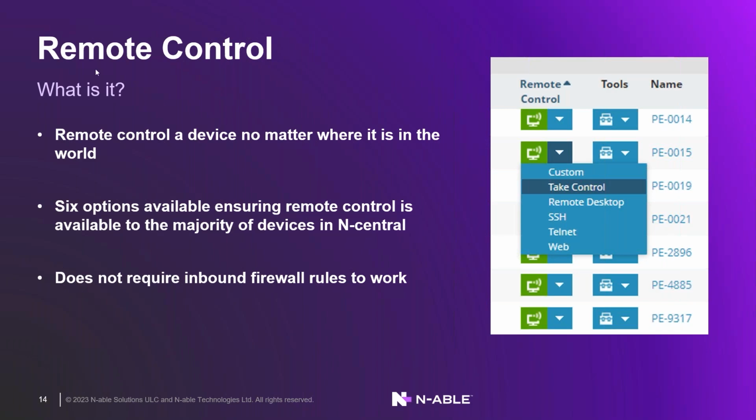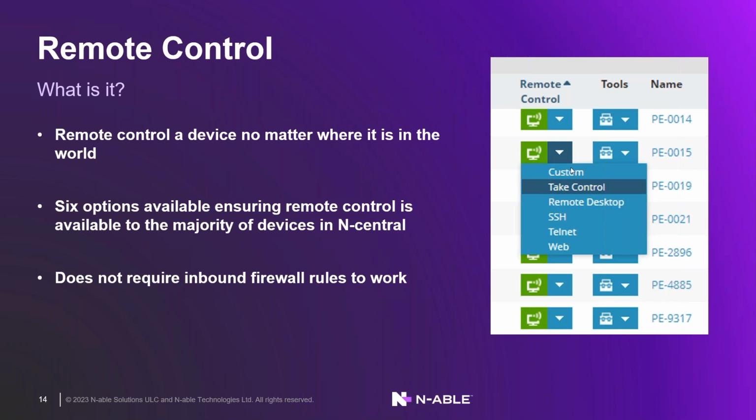So again, geolocation of the servers that we have globally. If you're going to remote control to a device in Australia, and you're sitting here where I am in Ottawa, Canada, then when I request that agent, it knows based on public IP what server to hit to negotiate the best connection. Okay, geolocation. 6 options available, ensuring remote control is available for the majority of devices in N-central.